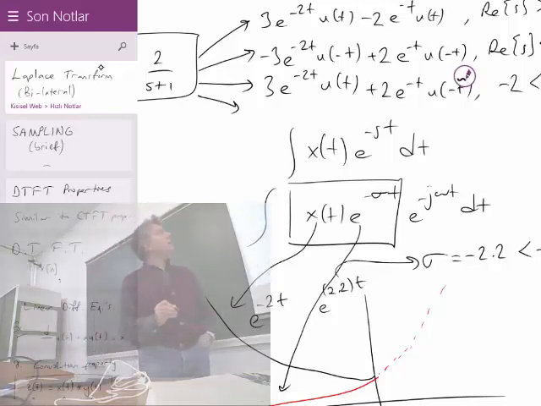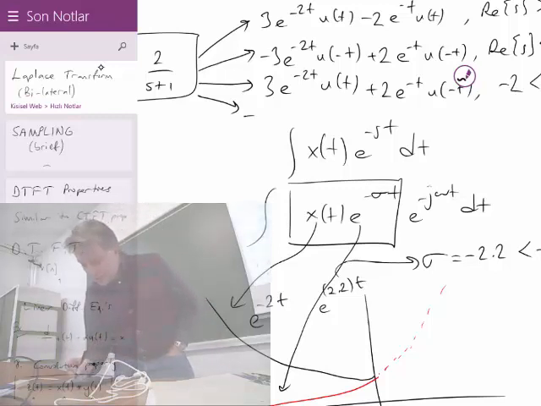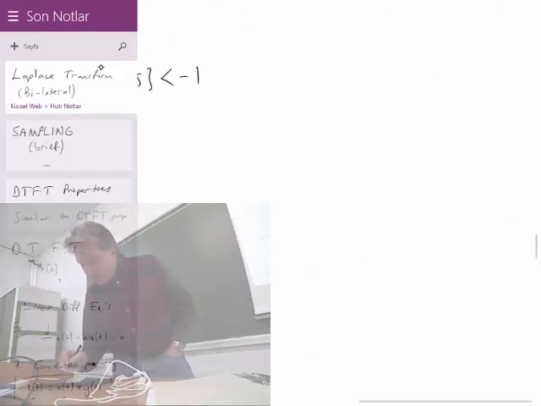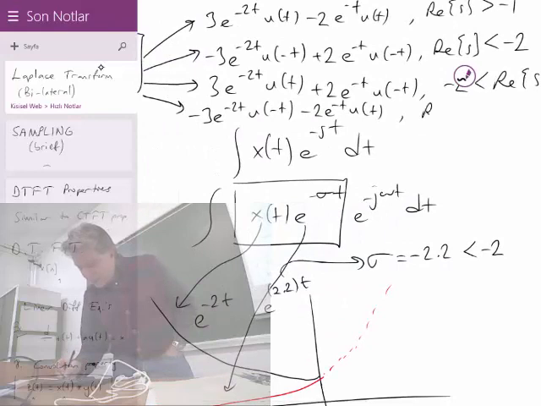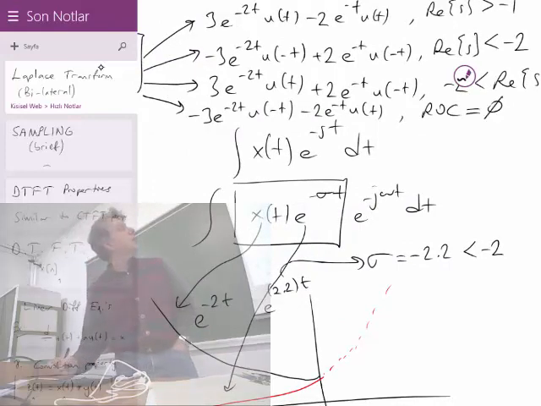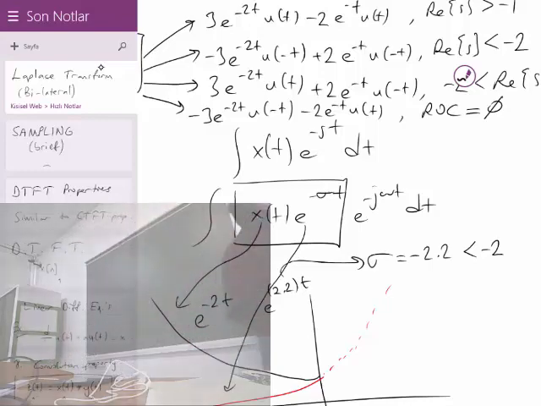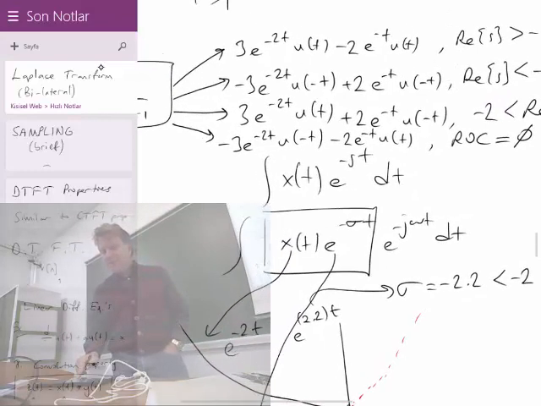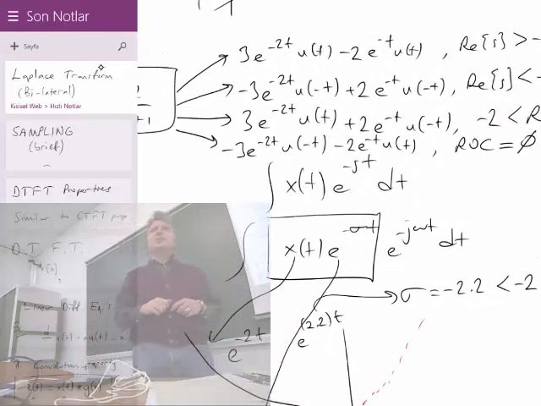The pathological situation is this one, minus 3e to the minus 2t u of minus t, minus 2e to the minus t u of t. And the region of convergence is empty set. This is the third one, the fourth one. What does it mean? Why is the region of convergence an empty set? I mean, what kind of a situation does it correspond to?